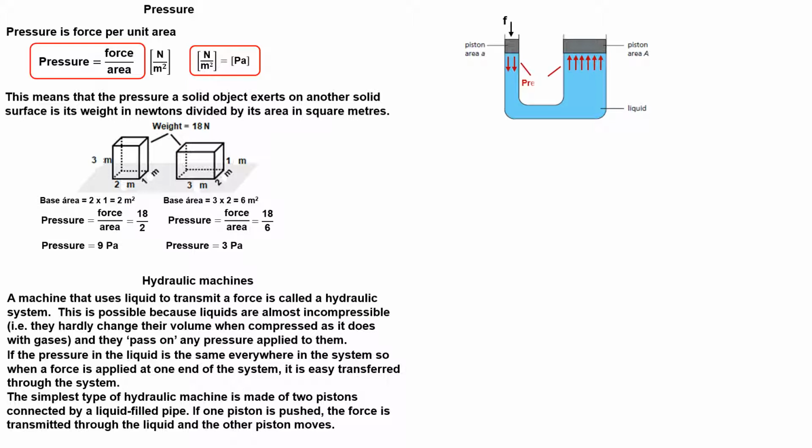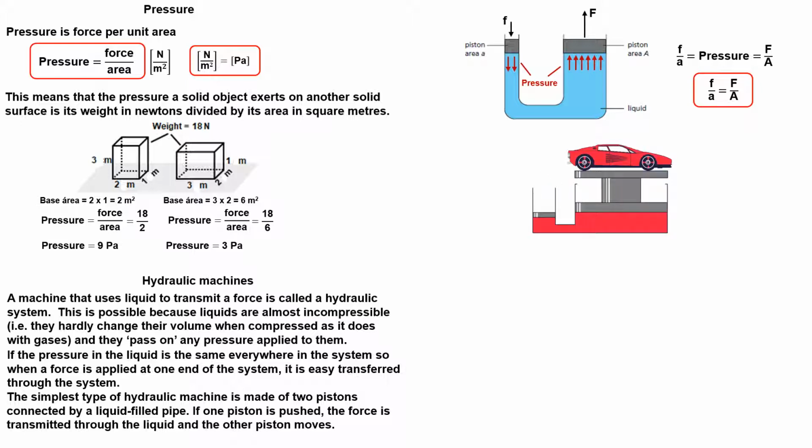This pressure acts on a second piston of larger area A, producing an upward force. But the area on the right side is larger, so for the pressure to be the same, the force must also be larger on that side. This equation is very important in the study of hydraulic machines. Hydraulic car jack and hydraulic brakes on cars work like this.